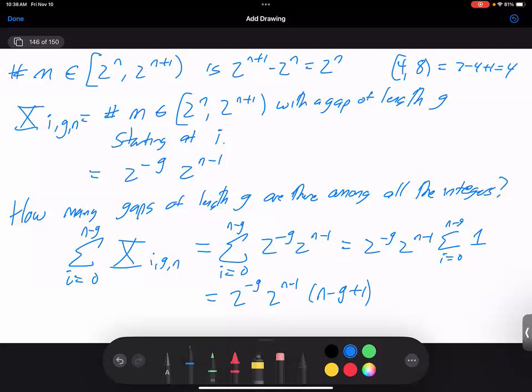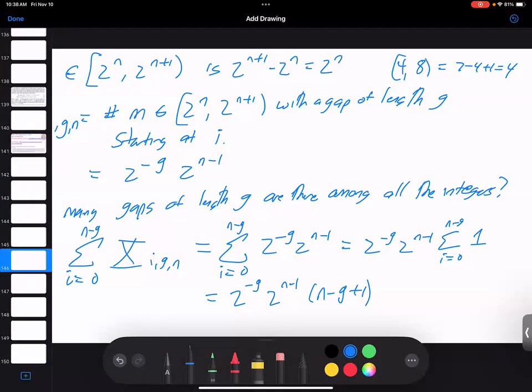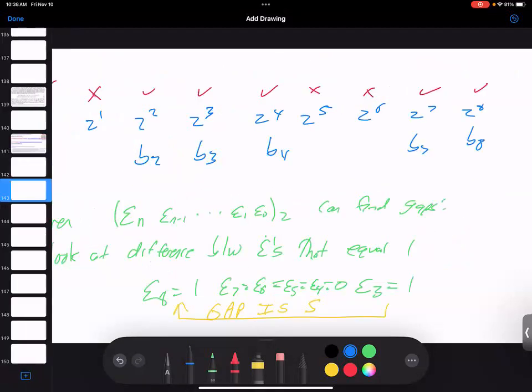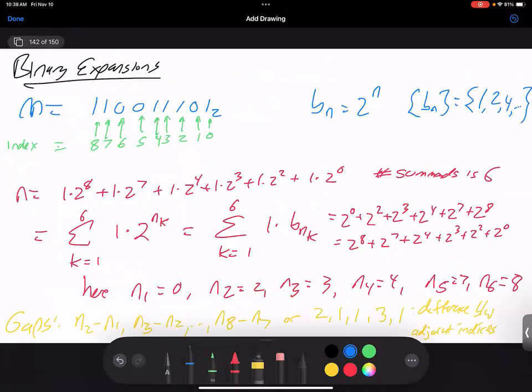So it's possible that some numbers could contribute multiple gaps of length g. Whenever you do counting, the biggest danger is double counting. You've got to make sure you don't count anything multiple times. So for each number, when I look at its decomposition, it could have multiple gaps that are the same. When I looked at the number here, I had for the gaps 2, 1, 1, 3, 1, I had gaps of length 1 3 times. So this number contributed 3 gaps of length 1.